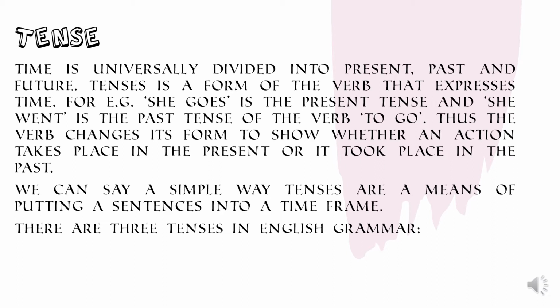Tense is a form of the verb that expresses time. For example, she goes is the present tense and she went is the past tense of the verb to go. Thus, the verb changes its form to show whether an action takes place in the present or took place in the past. So in a simple way, tenses are a means of putting a sentence into a time frame. Okay, so there are three types of tenses in English grammar: present tense, past tense and future tense.